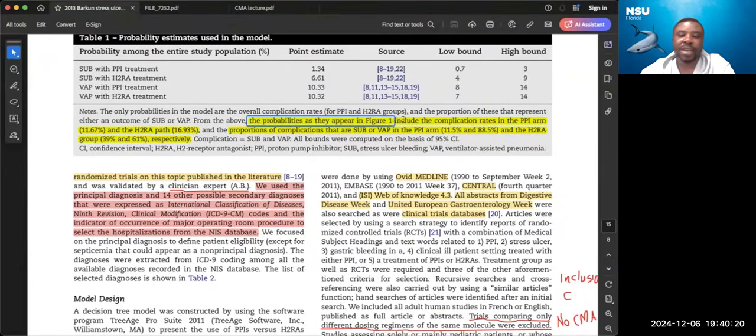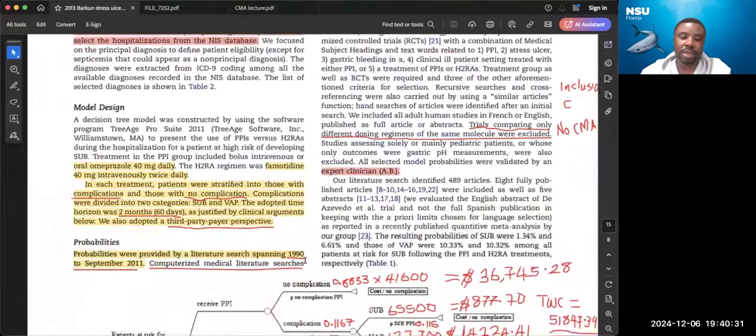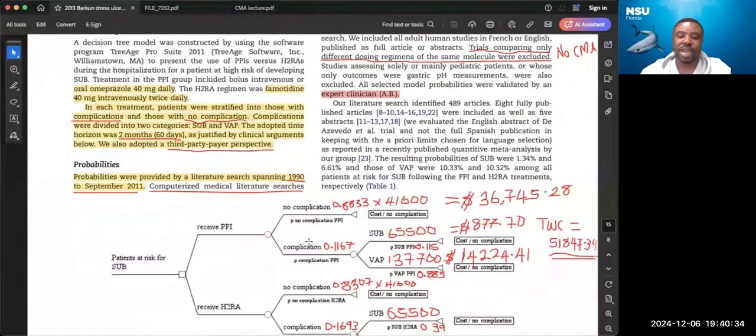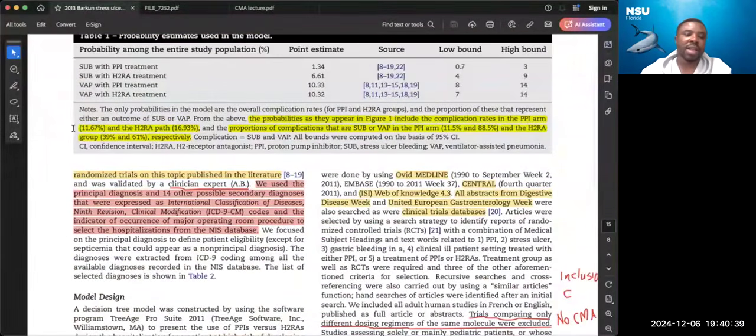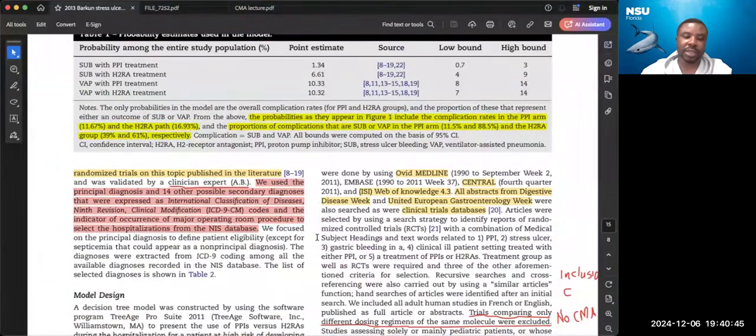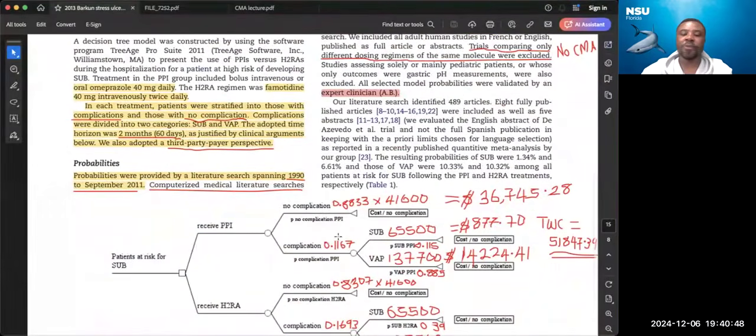From the above probabilities, they appear in figure 1. So for example, for the complication rate in the PPI arm, let me show you where the complication is. This is the complication in the PPI arm. They saw that 11.67% developed this kind of complication. So I wrote that here. I converted the 11.67% to 0.1167. I just divided the 11.67 by 100, and I had this.